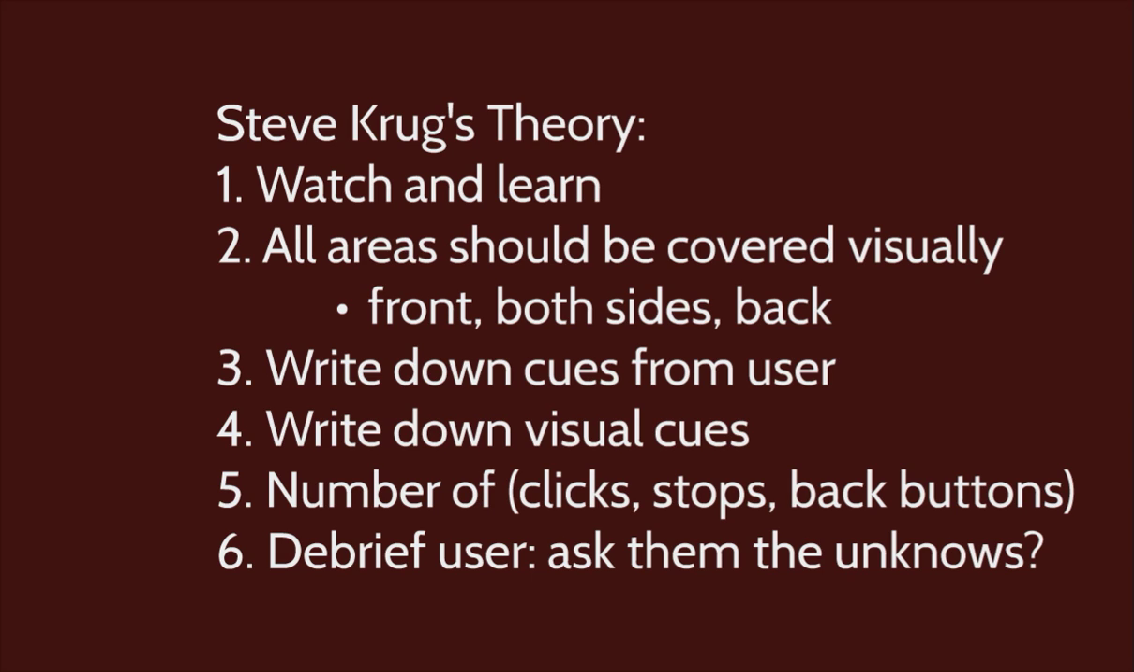Steve Krug's theory says, 1, we watch and learn. All areas should be covered visually. You have to have the moderator, which usually sits to one of the two sides or stands in front. If in the front, the two sides should be covered, and someone from the back. Why? Because this gives you a full 360 view of what is going on, so you can capture facial smirks, gestures, shoulder shrugs, moving back and forth in the seat, which could show frustration or boredom.